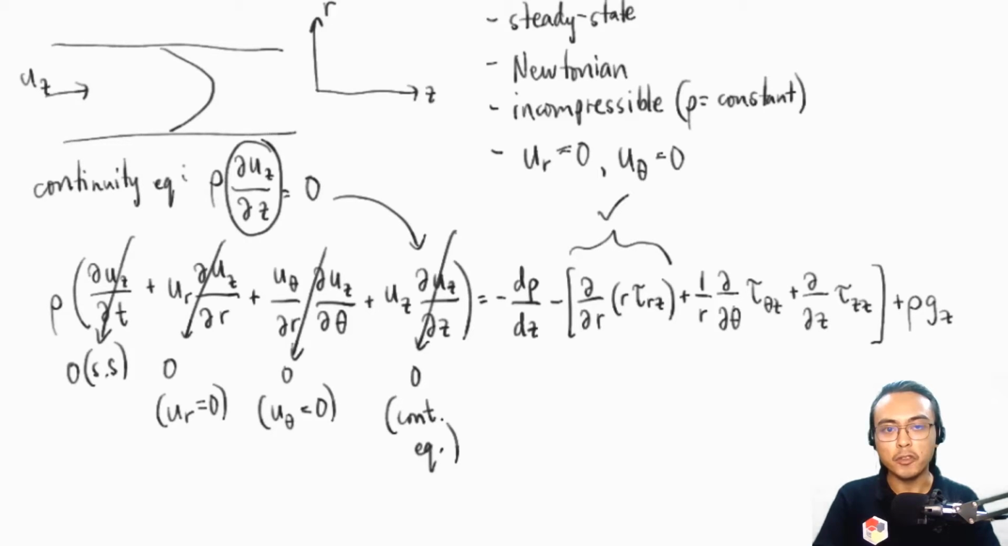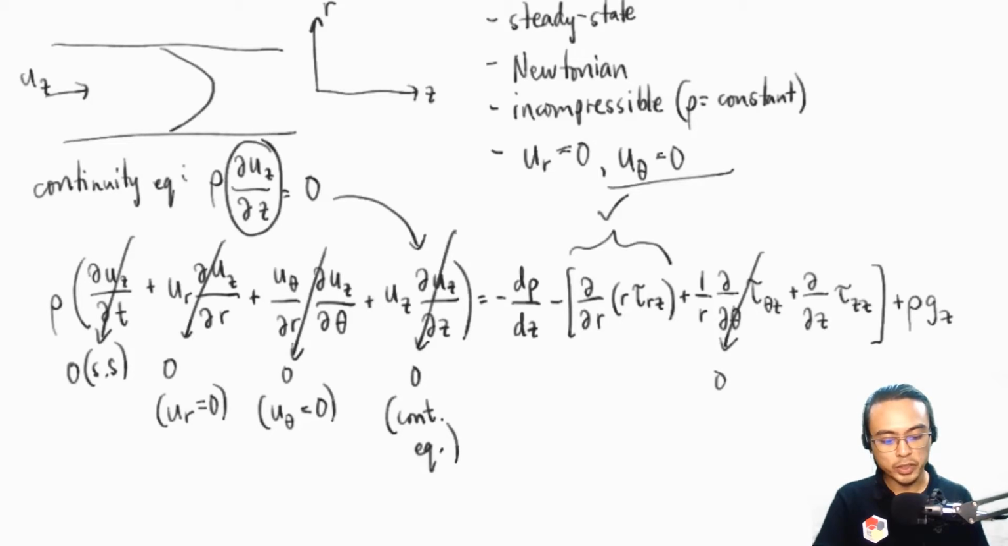Okay? If you take a look at the next term, 1 over r multiplied by the partial with respect to theta of the shear stress acting on the z-axis varying along the rotational axis. Our shear stress is not varying along the rotational axis because the rotational component of velocity is 0. Therefore, that component of the shear stress is also equal to 0. The reason? Because of unidirectional flow.